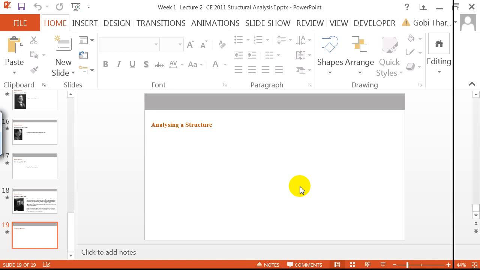So we are going to learn how to analyze simple structures and how to implement that. Okay, so that is the part of this module.